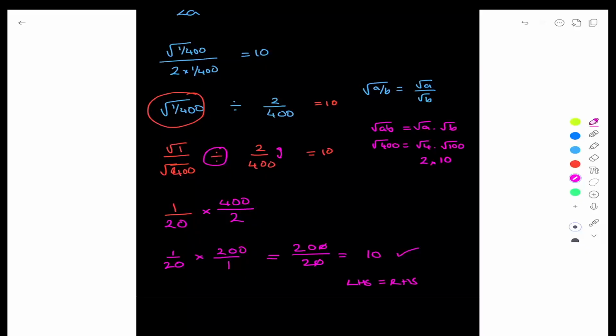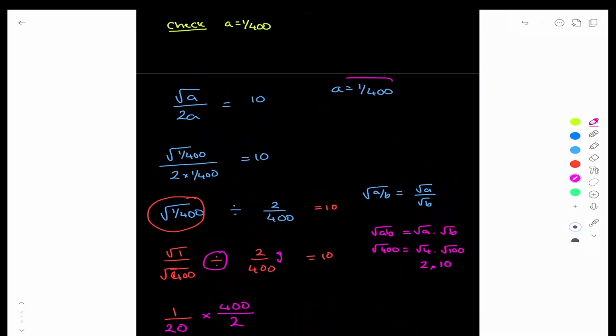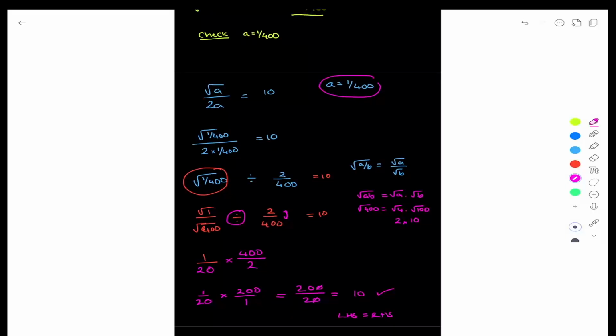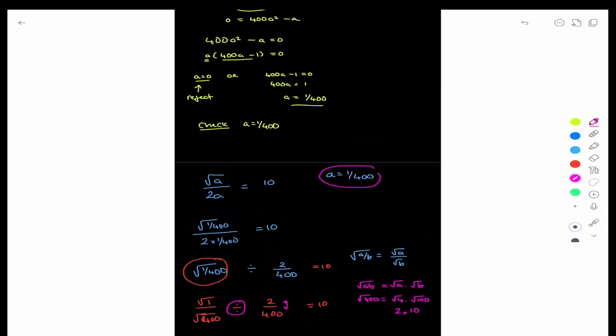So we know that a equals 1 on 400 is the right solution. Well done if you got that correct. That was fairly tricky, but very fun to do.